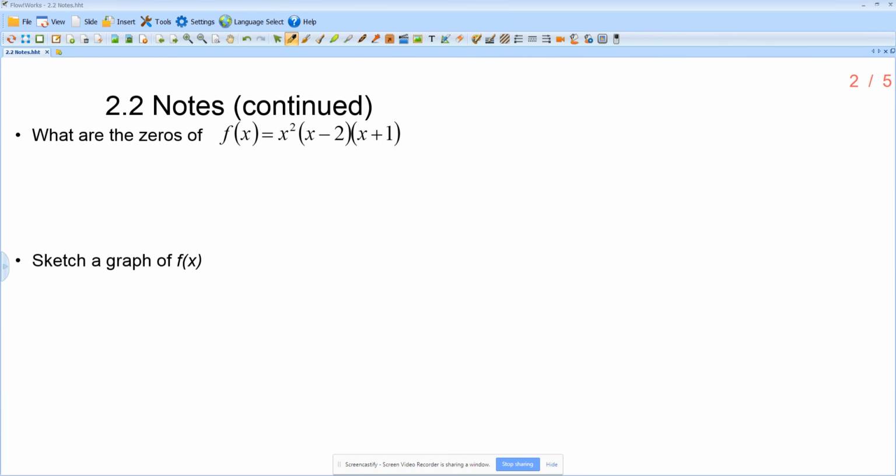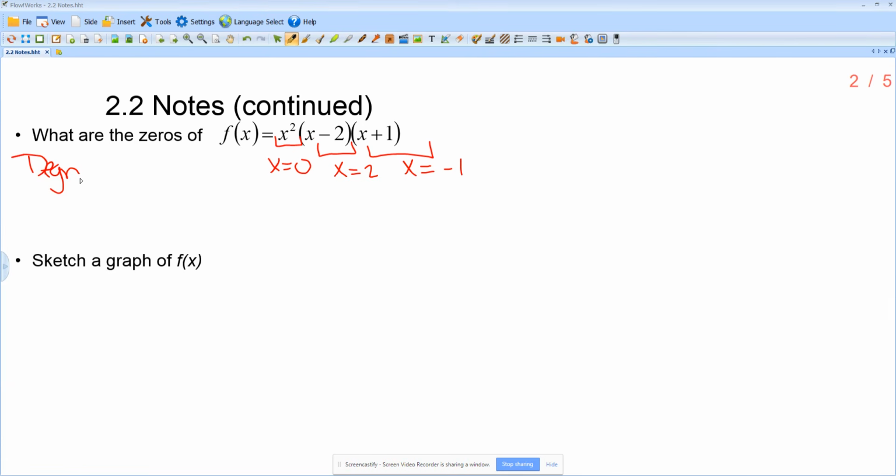What are the zeros of f of x equals x squared times x minus 2 times x plus 1? So it's already factored, which is great. If I want to now talk about the zeros of this, what I have to do is just set each of these things equal to 0. So if I set this equal to 0, I get x equals 0, I get x equals 2, and I get x equals -1. We have some other information that we can keep in mind, like for instance, the degree.